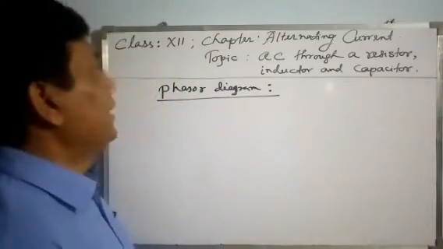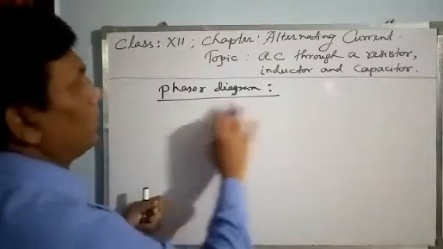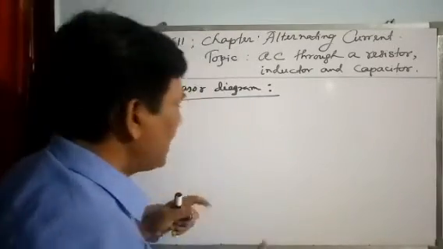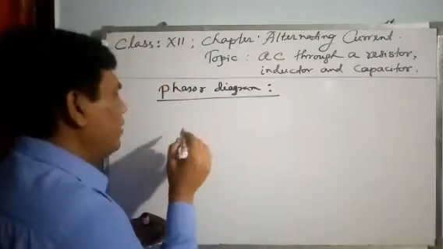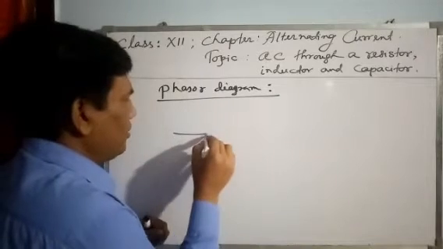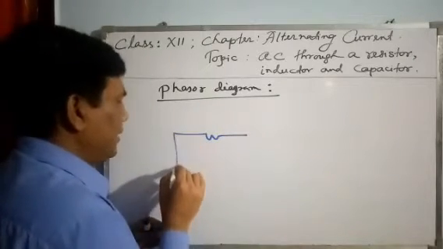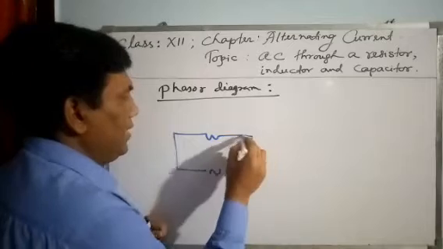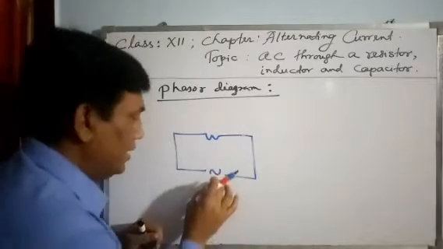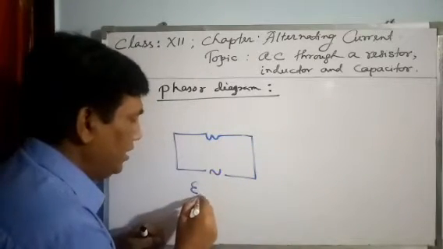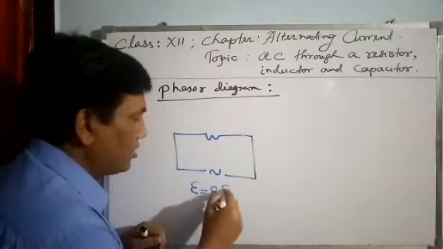Anyway, now we see what a phasor diagram is. Say this is an ordinary resistor, and I have applied an alternating EMF source. Say the EMF is changing as E equals E naught sin omega t.